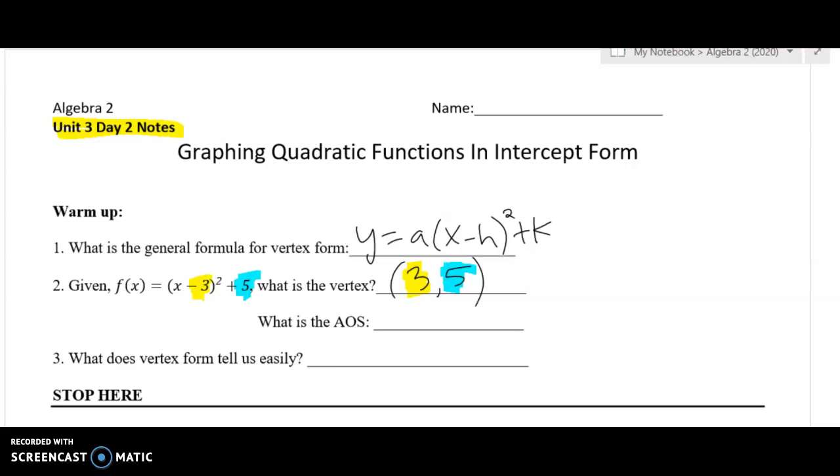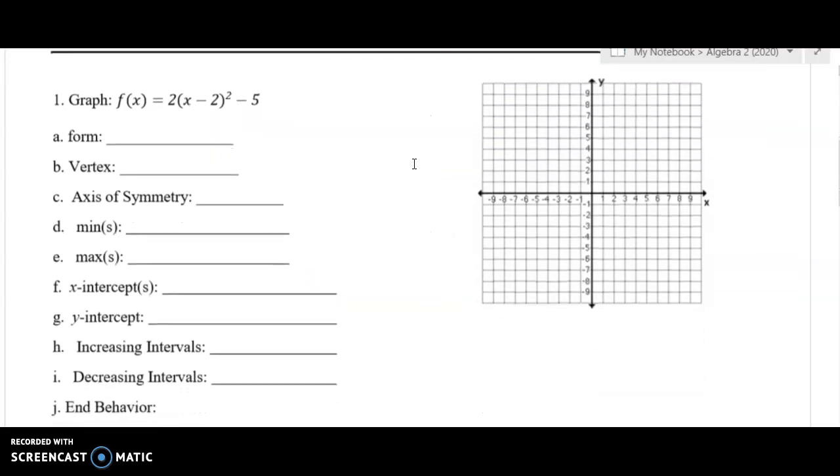What is the AOS, axis of symmetry? It always is x equals, and then whatever the x value is. So again, I'm going to highlight that yellow because those match up together. Then it says, what does the vertex form tell you easily? Well, vertex form, what we just did here, really easily tells you the vertex. I would also take axis of symmetry because you see in this example we just did, those kind of go together. If you know the vertex, you know the axis of symmetry. They go hand in hand. Okay, that was our little warm-up.